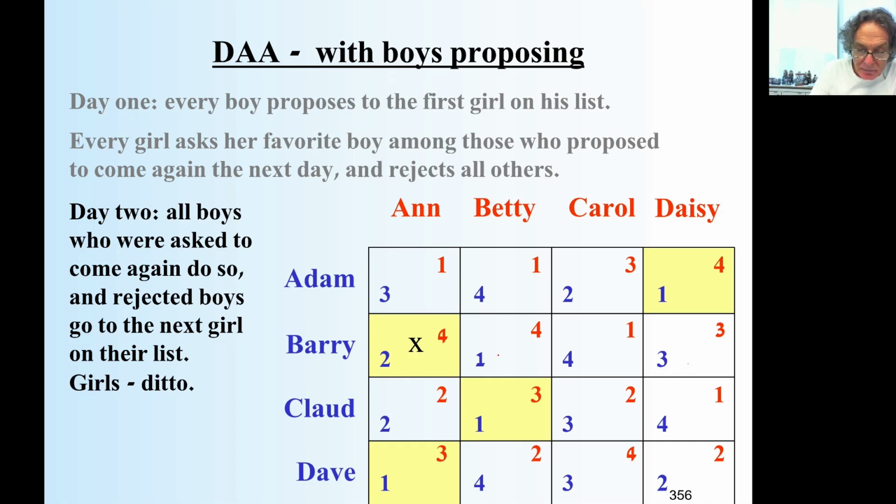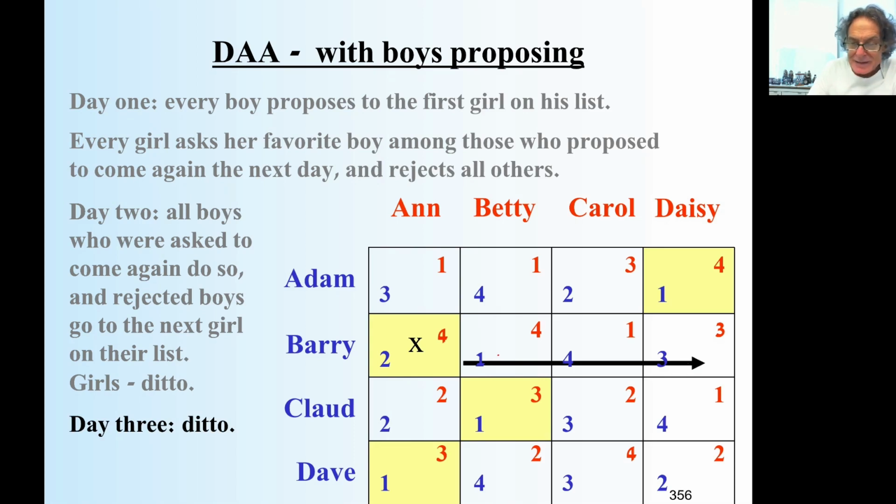Here's Barry. Day 3, ditto. Barry goes to Daisy. Why? Because she is number 3 on his list. He was at number 1. She rejected him. He went to number 2. She rejected him. And now he goes to Daisy. So that's the map after day number 3.